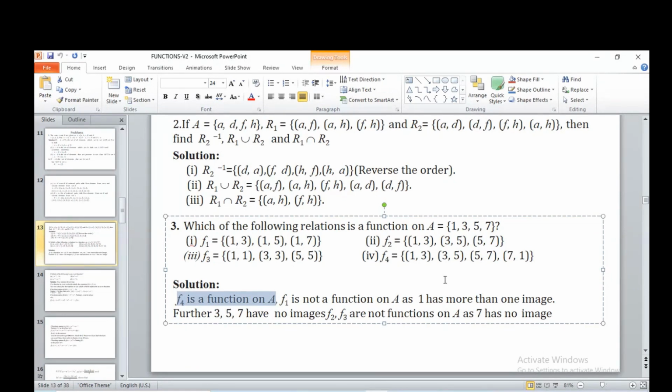Then F1 is not a function. Why is it not a function on A? Because 1 has more than one image.